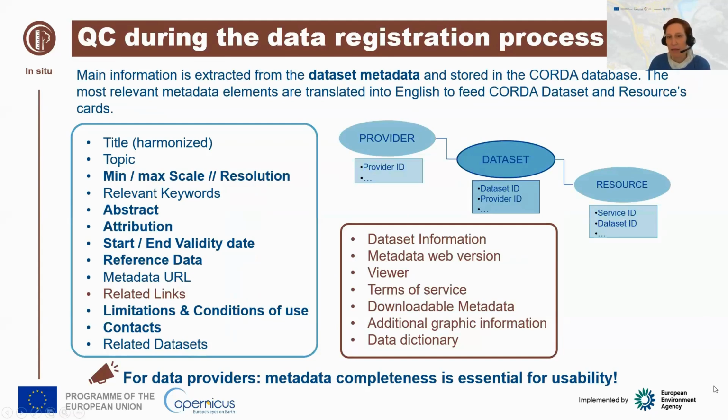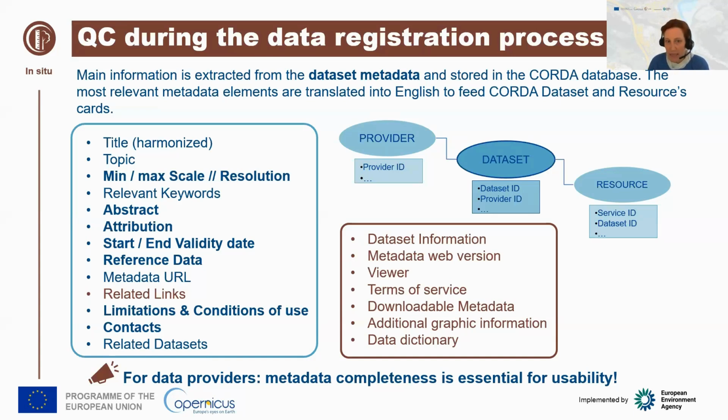Well, let's see a little bit what is the information we record in CORDA. The main information is extracted from the dataset metadata and stored in the CORDA database. The most relevant attributes are translated into English to populate the CORDA dataset and resource cards, both of them. And each dataset is associated with a provider, which, as said before, guarantees data reliability.